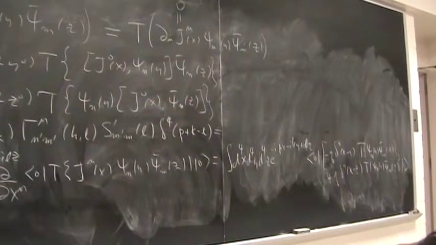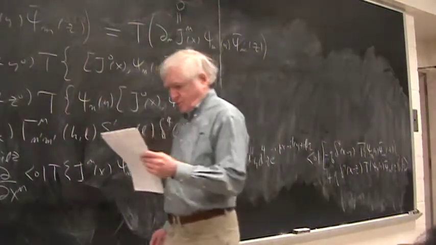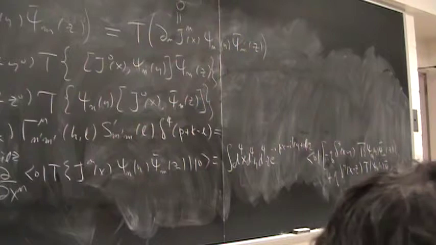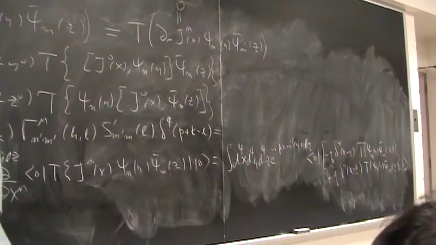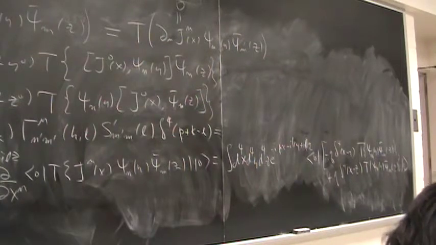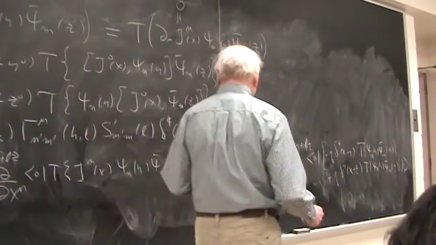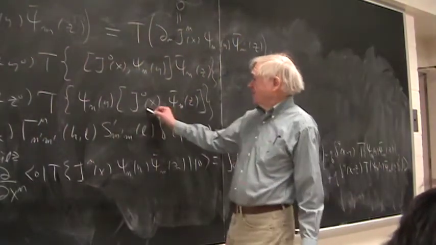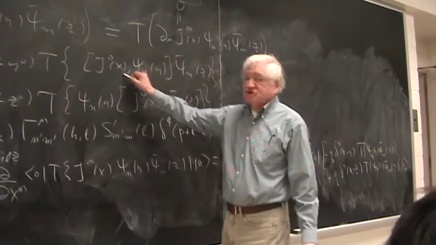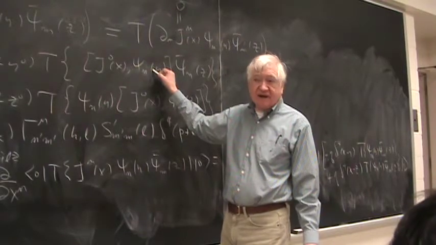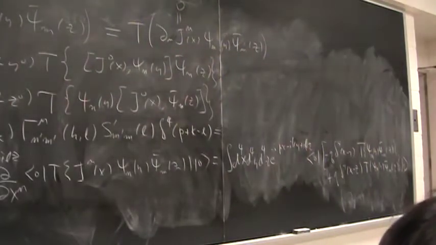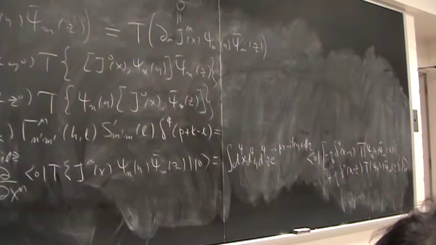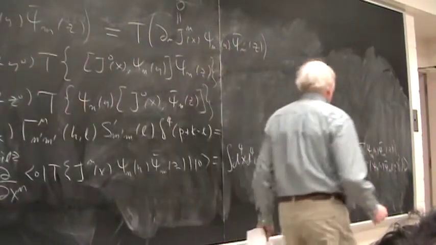Now let's see, why? This was obvious to me when I wrote this down, but I don't quite see where I got the spatial delta function. Oh, sorry, I left something out. We're using now the commutation relation of J0 with psi, and J0 with psi bar here. This throws out a q and a delta of x minus y. So in other words, I'm using this formula right here. That formula kicks out these things.